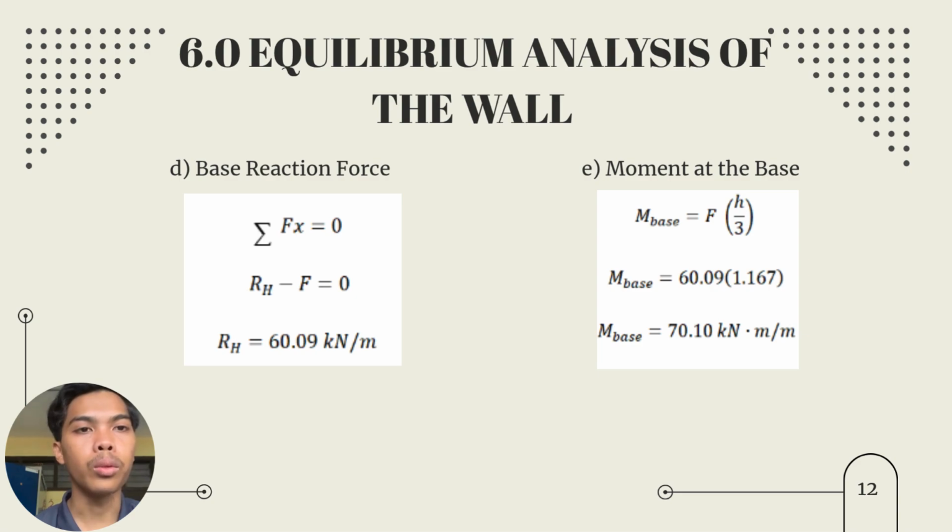Second, we calculate the moment at the base by multiplying the force with its distance. We get a total bending moment of 70.10 kilonewton meter. This calculation ensures that the foundation is strong enough to resist the lateral pressure.